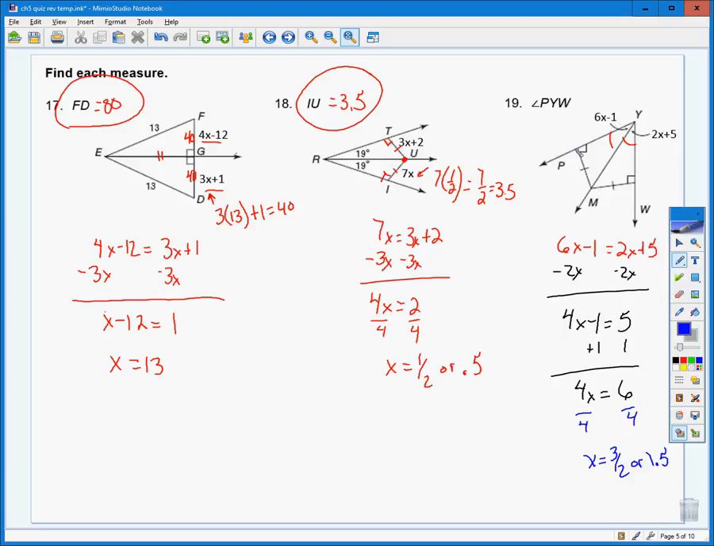Again, they're looking for this angle, PYW, so I do have to plug that back in. 2 times 1.5 is 3. 3 plus 5 is 8. This angle is 8, which means this angle is also 8, so the whole angle is 16.